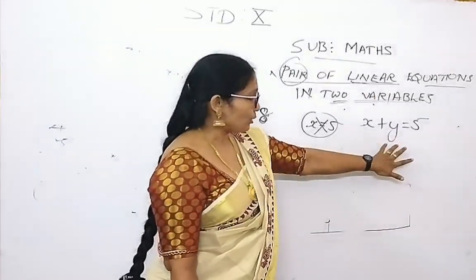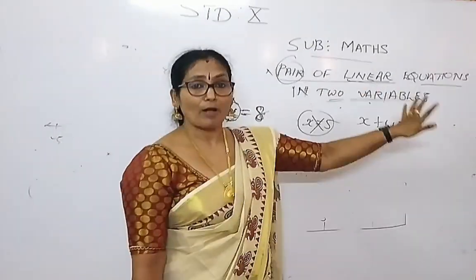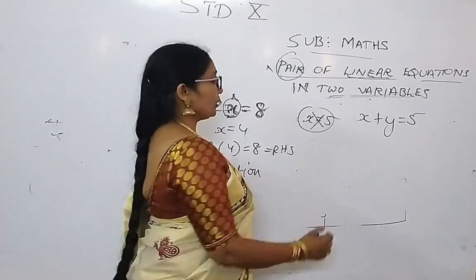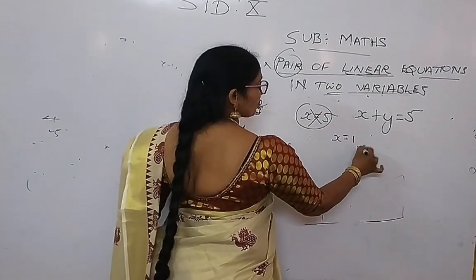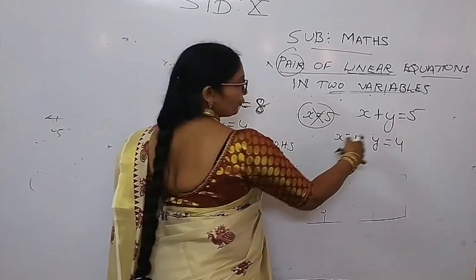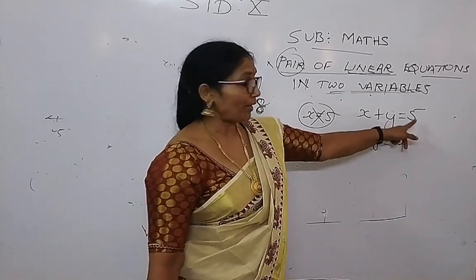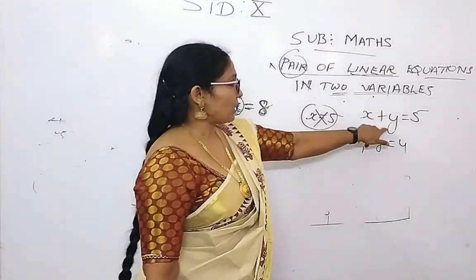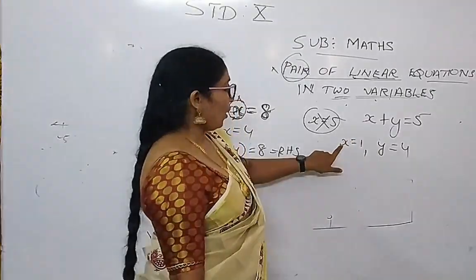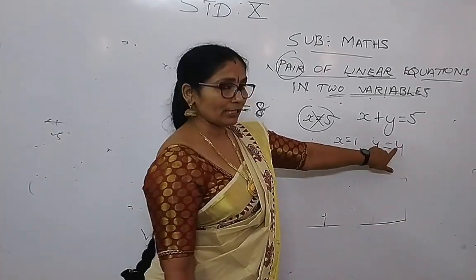And if you are putting any values for y, then you will get corresponding values for x. So here, suppose if you are writing x is equal to 1, then y equal to 4 will be the solution of the equation. Why does it so? Because 1 plus 4 equal to 5. Now, x is equal to 1, y equal to 4 is a solution.